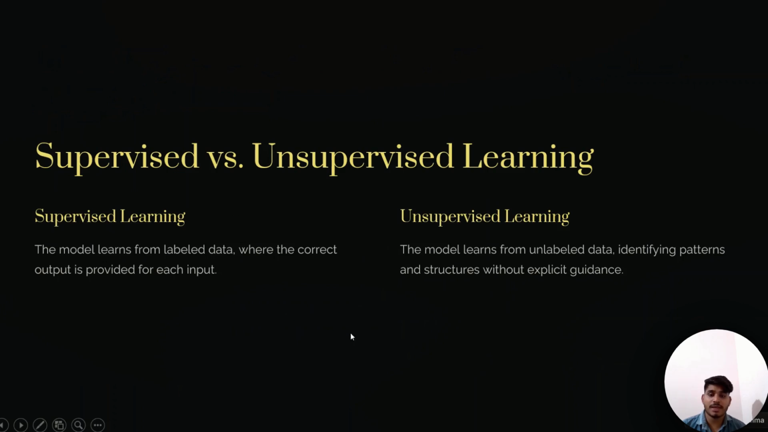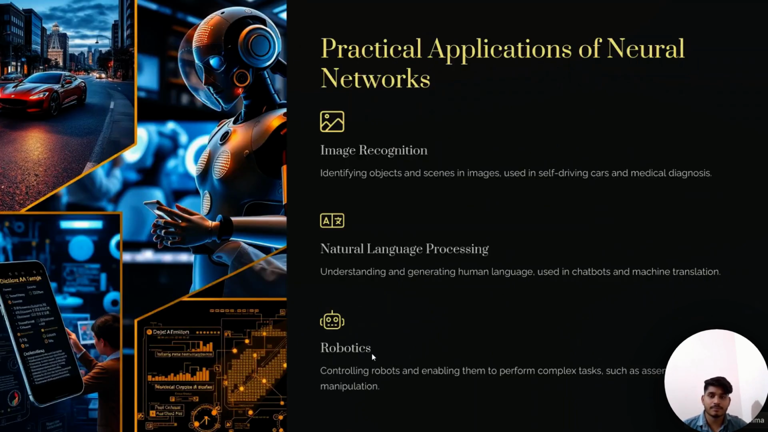And supervised versus unsupervised learning. In supervised learning, the model learns from labeled data, where the correct output is provided for each input. In unsupervised learning, the model learns from unlabeled data, identifying patterns and structure without explicit guidance.